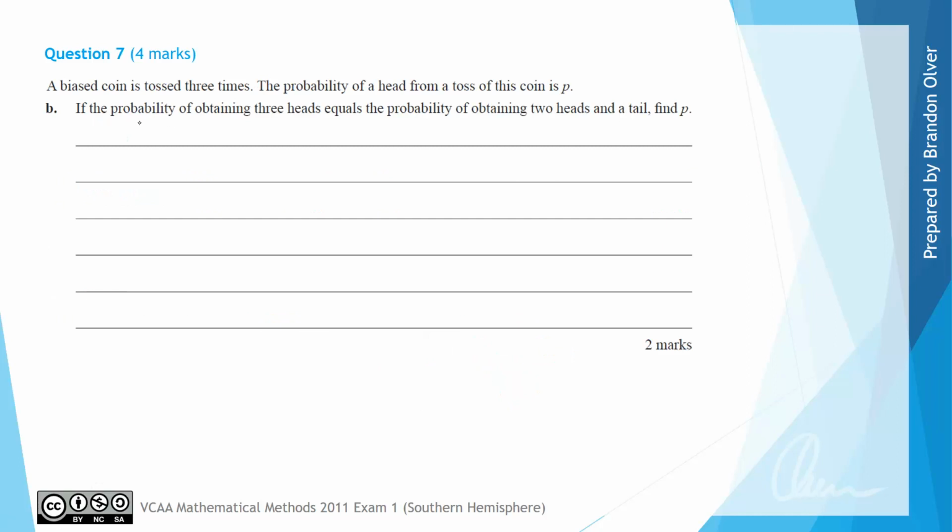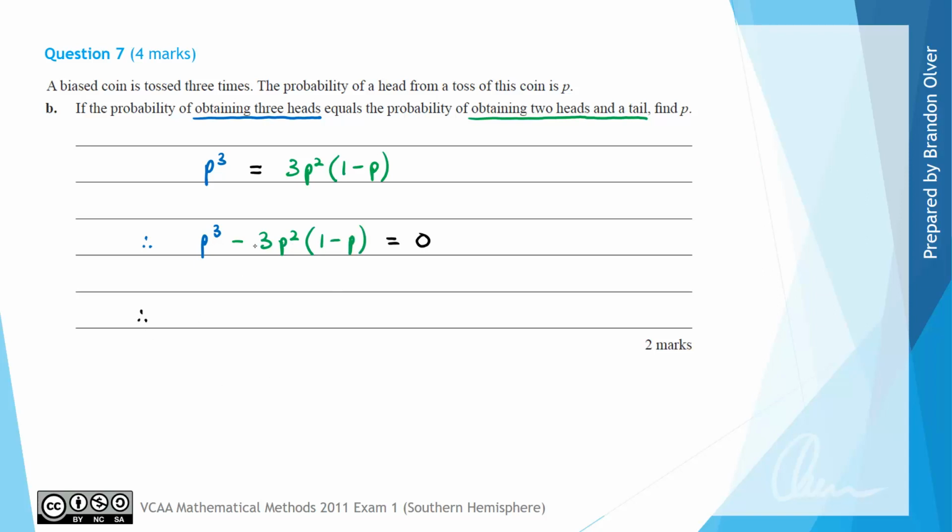For part B it says if the probability of obtaining 3 heads equals the probability of obtaining 2 heads and a tail, find the value of p. So those two outcomes relate back to part A of this question. So we're going to say that p cubed, the probability of obtaining 3 heads, is going to equal 3p squared times 1 subtract p, which is the probability of obtaining 2 heads and a tail. To solve this we're going to get it onto one side and factorise, so we have p cubed subtract 3p squared times 1 minus p is equal to 0.